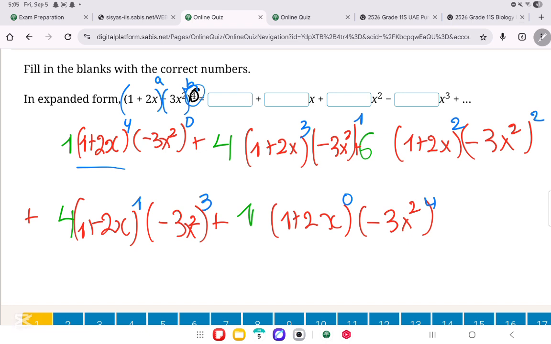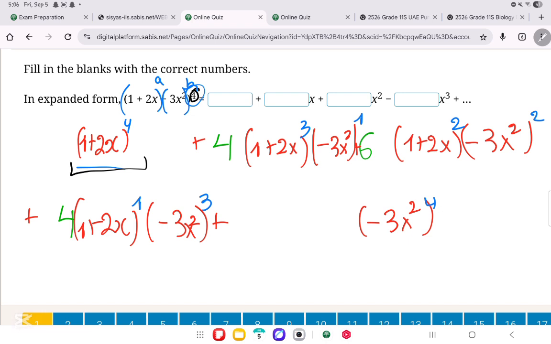Now we cancel out anything that's to the power of 0 or 1, okay? Perfect. Now, what do they need from us? They need from us to expand this. Now we have 1 plus 2x to the power of 4.